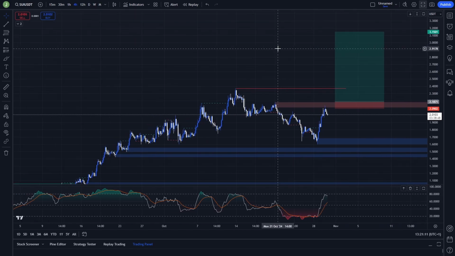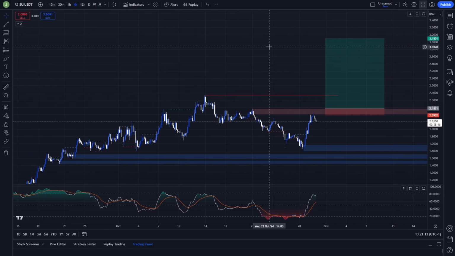So if you want to create a mid-term long position on this coin, then this is currently one of the best setups that you can watch.